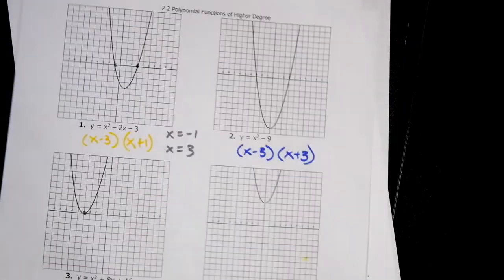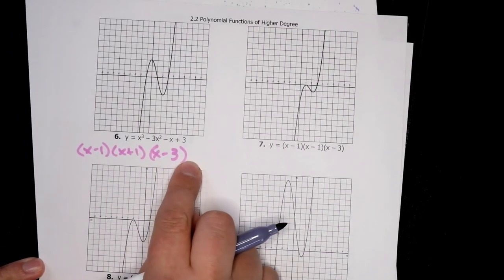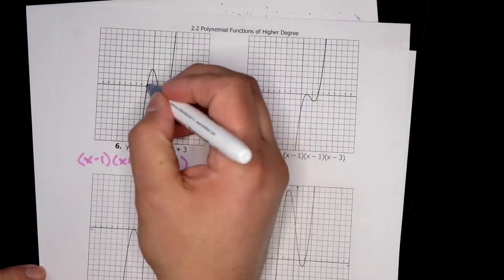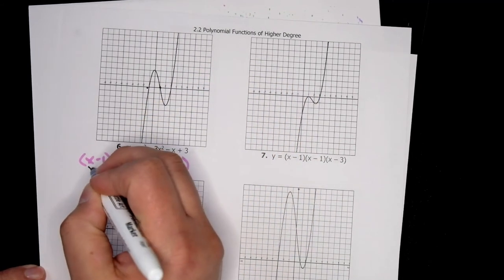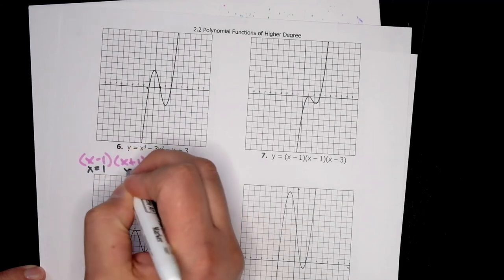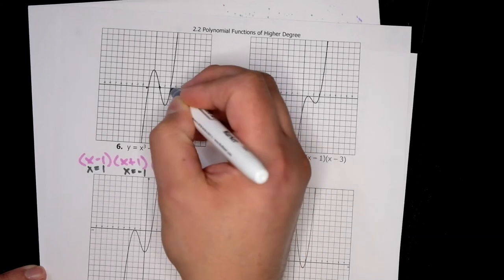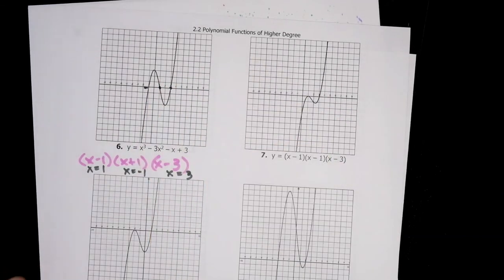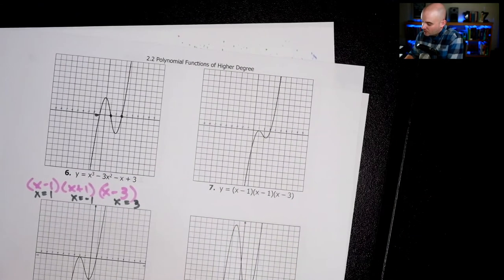Let's look at the back, our second page. We have 3 zeros right here. We've got -1, and we've got +1 right here. So this gives me zeros of +1, -1, and then +3 right here, and that's where they're crossing. And then these other ones I already factored for you.